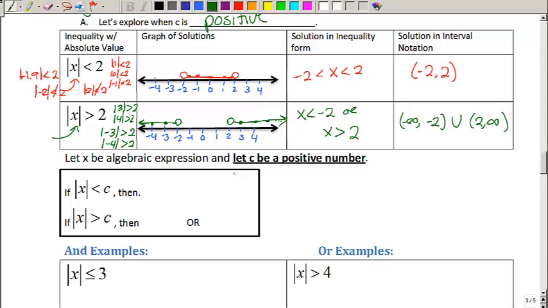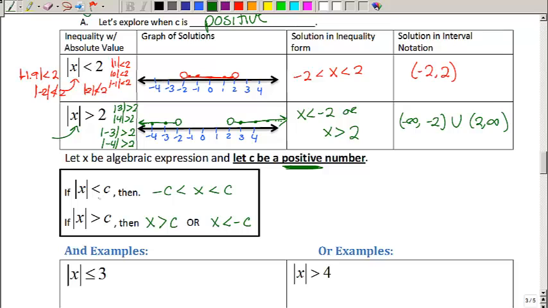Let's write down a rule. Let x be some algebraic expression and c be a positive number. It's so important that you understand c must be positive. If the absolute value of some expression is less than c, then we can use the inequality notation -c is less than x, which is less than positive c. Whereas if the absolute value of x, or some expression, is greater than c, then we have an inequality form x is greater than c, or x is less than the opposite of c.